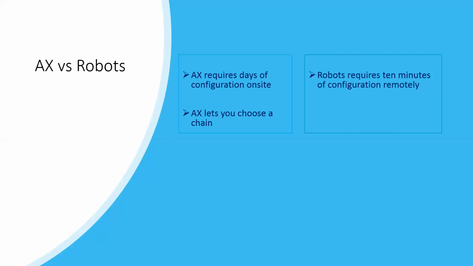Now, in robots, we don't get to choose what kind of a chain we want. The chain that you get is the following. If you have script 1, script 2, up to script 10, and script 1 fails, automatically script 2, 3, 4, 5, and so on will run. So you don't have a choice in robots as to which kind of chain you want. All your scripts will try to run.